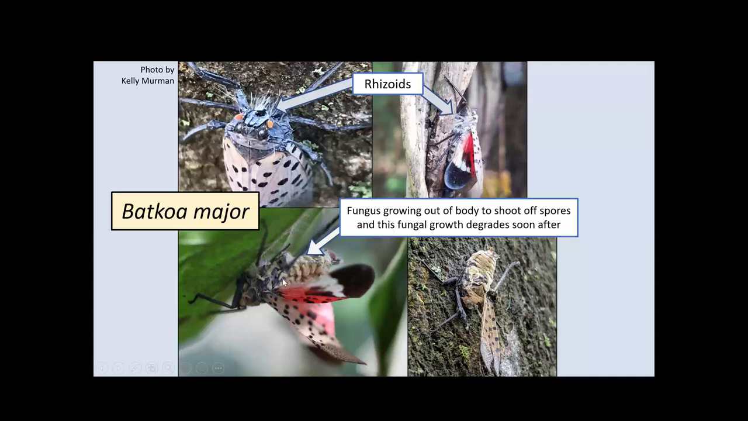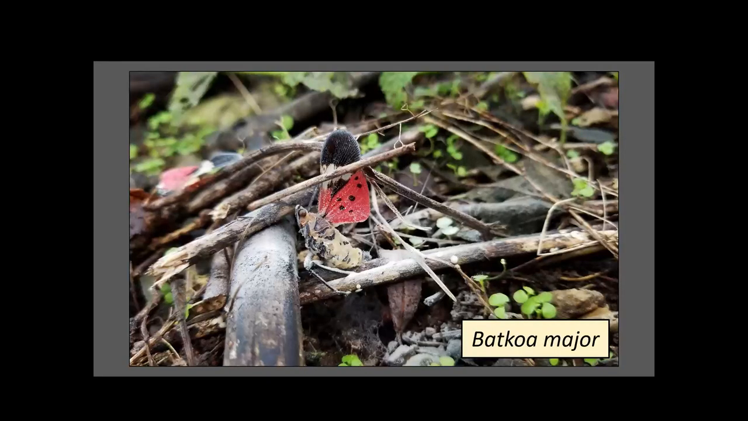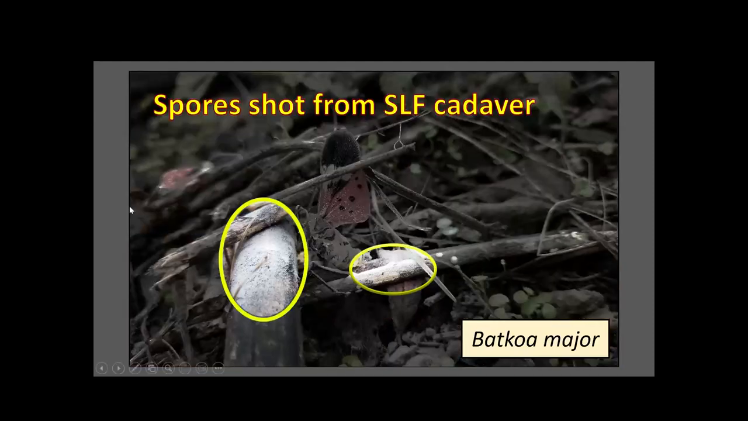And we saw that these wings spread open to get out of the way of the abdomen here. And then the fungus actually shoots off its spores. And so those can get windborne, they can get easily passed around a location and spread to infect other lanternflies. So basically this wiped out a population in this area. Here's another photo of Batkoa major. This one's on the ground. And next slide here, this shows you this powder, this dust. This is from these spores getting shot off of that dead lanternfly. So I just want to emphasize the fact that this can easily spread to other lanternflies.